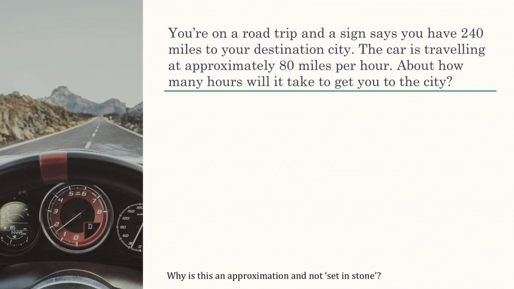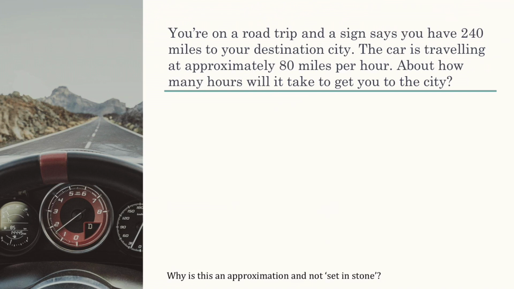Okay, so let's pretend you're on a road trip and the sign says you have 240 miles to your destination city. You might have done this: you're driving in the car, you see a sign, and you think, we're almost there. And then, oh dang it, we still have 240 miles. Let's say the car is traveling approximately 80 miles per hour. How many hours would it take you to get to the city? Pause the video and try to solve this by yourself.